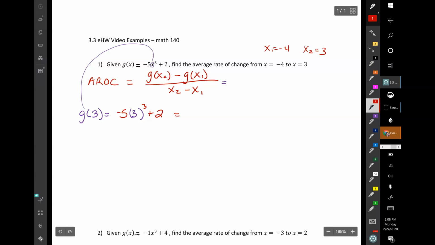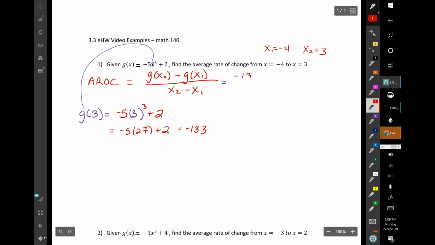I go ahead and calculate that out, writing right underneath here. There's plenty of room. So negative 5 times 27, so make sure you follow your proper order of operations, and that is going to equal negative 133. Now that negative 133 is g of x sub 2, so I'm going to put that up here.